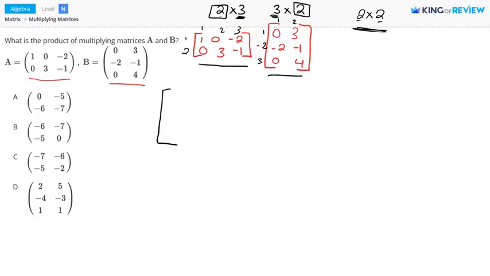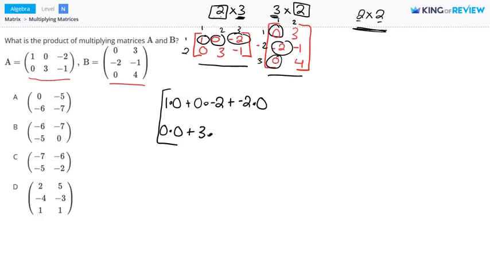So for the first entry we're going to have 1 times 0 plus 0 times negative 2 plus negative 2 times 0. That's our first entry. Now let's work on the next entry. We have 0 times 0 plus 3 times negative 2 plus negative 1 times 0.